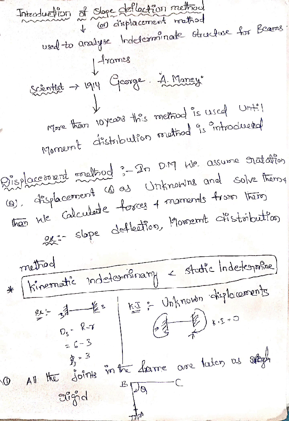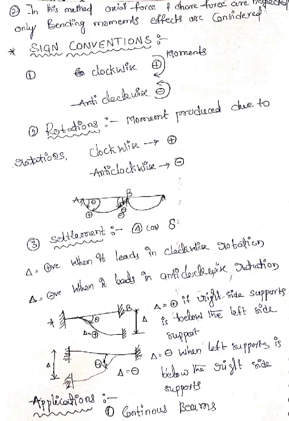Coming to assumptions, the first assumption is that all the joints in the frame are taken as rigid. The second assumption is that in this method, axial forces and shear forces are neglected, and only bending moment effects are considered. Coming to sign conventions, clockwise moments are taken as positive and anti-clockwise moments are taken as negative.